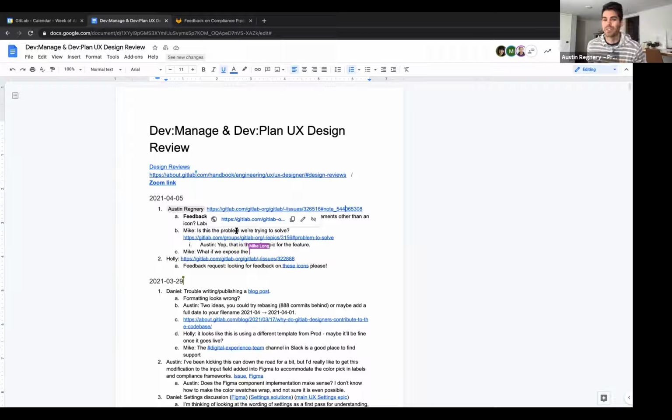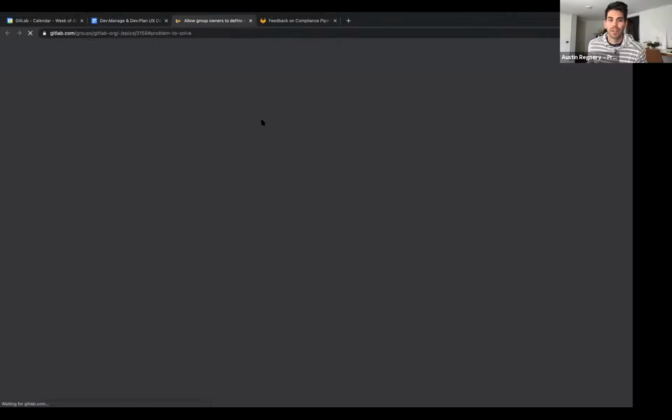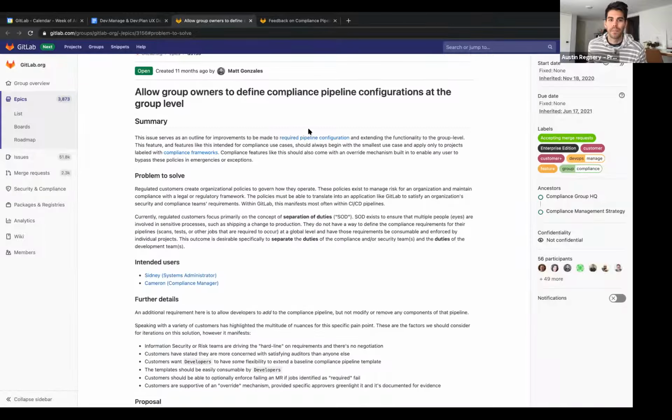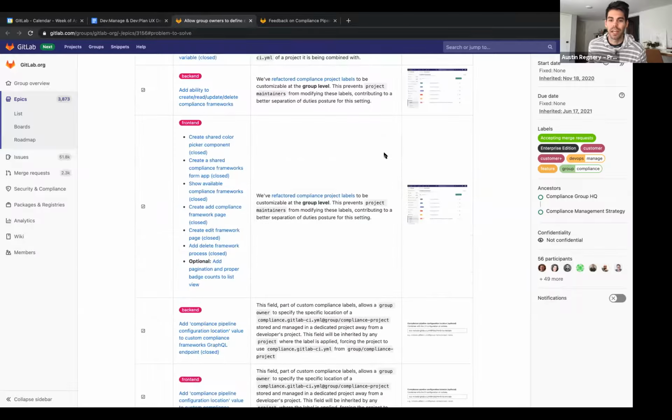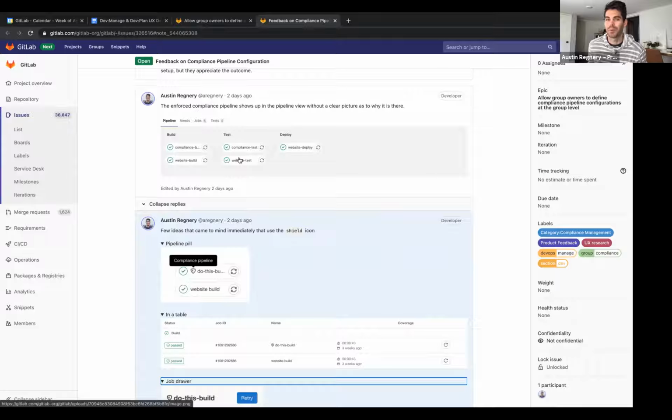And to answer Mike's question, yes, this is the initial problem we're trying to solve. It's the parent epic for how this compliance pipeline configuration works. So there's a lot of things in there, but this shows how that compliance YAML file combines with this YAML file, and then it shows up here, but users probably won't know why it shows up there today.